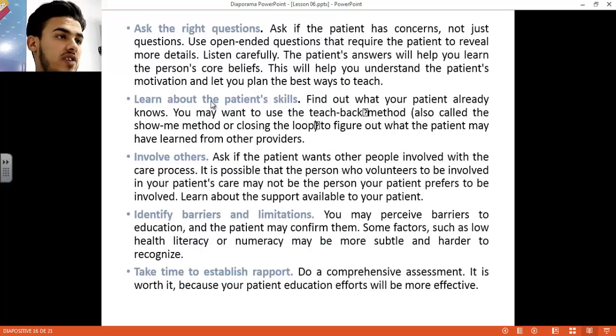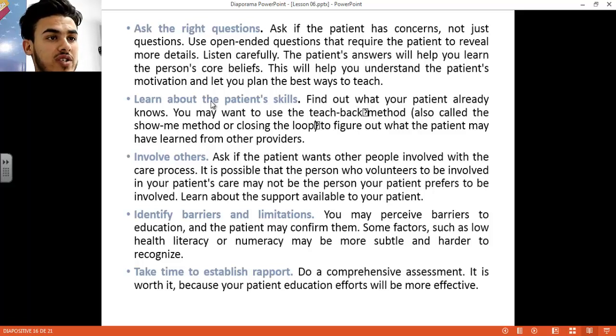Ask the right questions, and here maybe is the important element. Ask if the patient has concerns, not just questions. Use open-ended questions that require the patient to reveal more detail. Listen carefully. The patient's answer will help you to learn the person's core beliefs. This will help you understand the patient's motivation and let you plan the best way to teach.